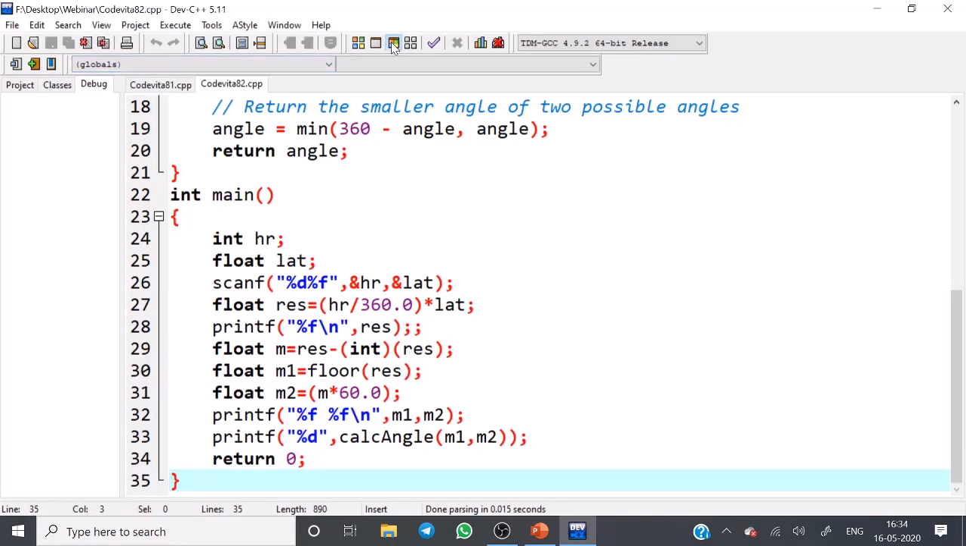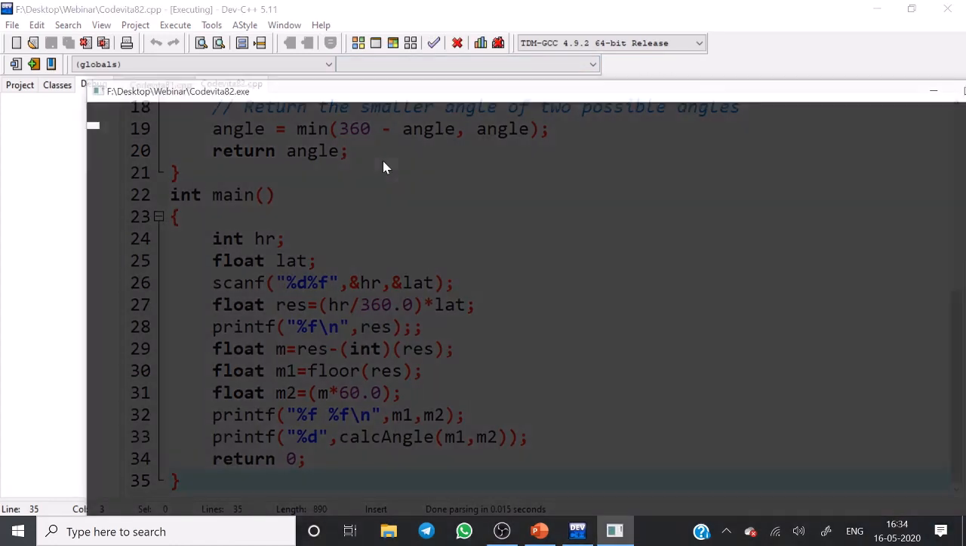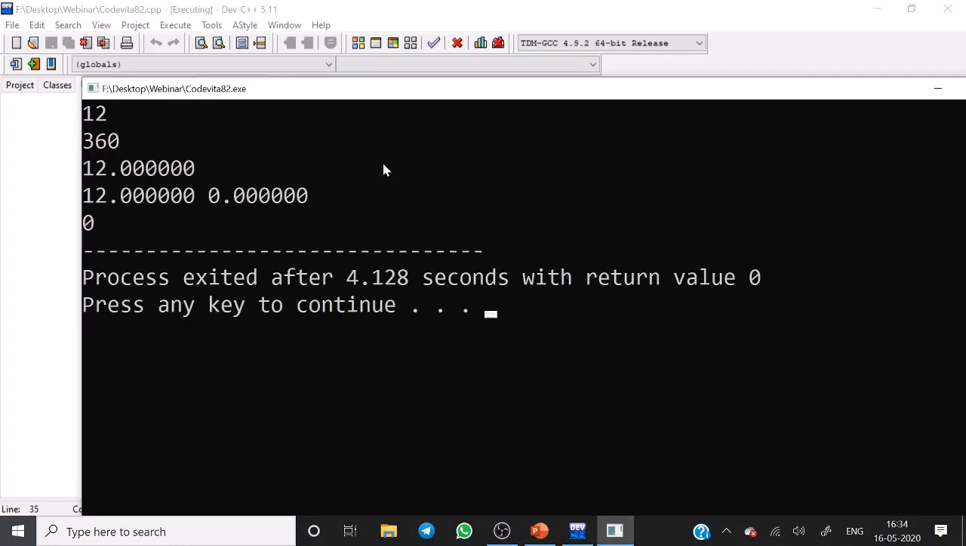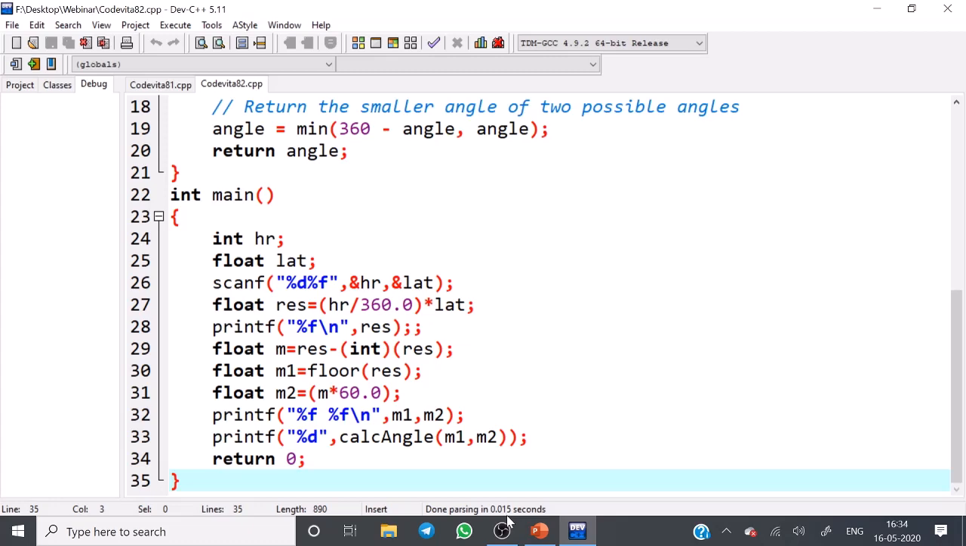Next, give 12 and 60. It gives 0 angle. When it is 12 o'clock, the small hand and big hand are in the same position, so it leads to 0 degrees. In this way we can solve this problem.